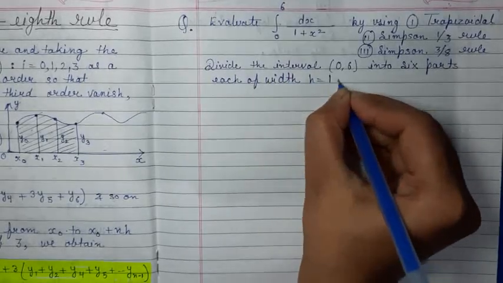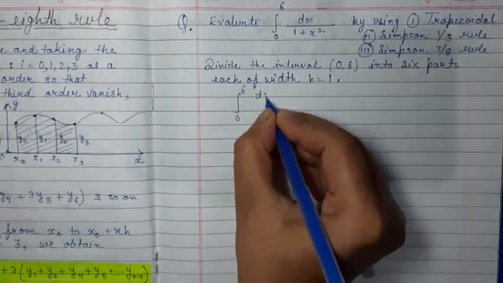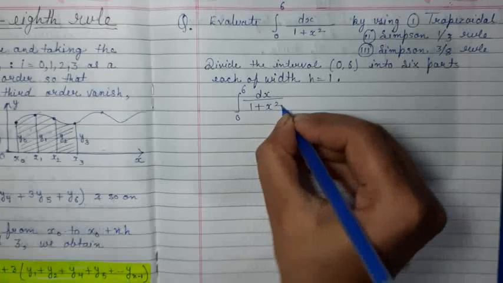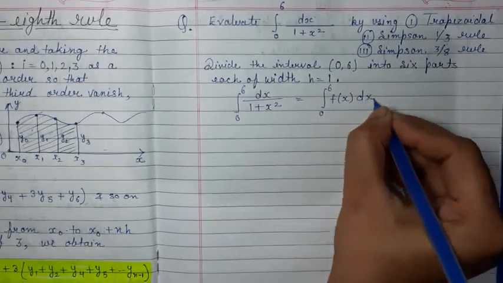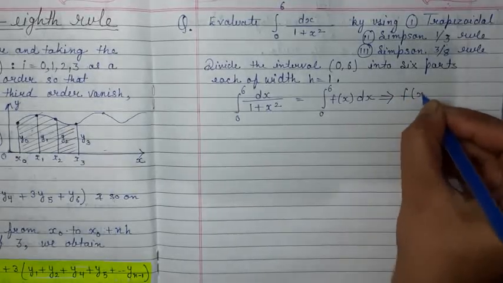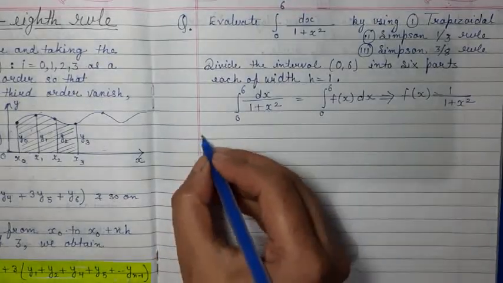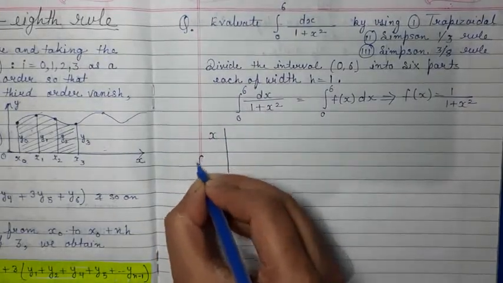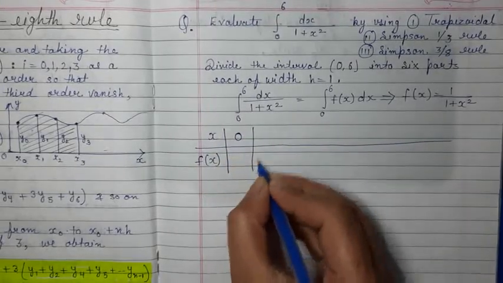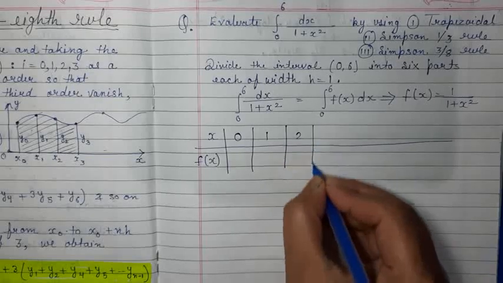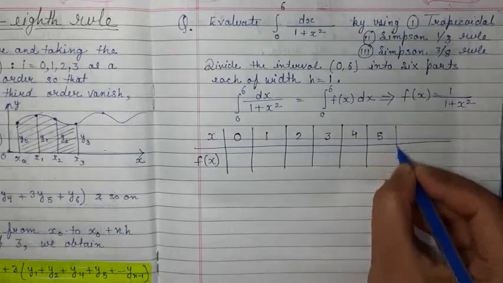Each part has width h equal to 1. The question gives the integral from 0 to 6 of dx by 1 plus x square, which means the integral from 0 to 6 of f(x) dx. So this implies that f(x) is 1 by 1 plus x square. We will first find the values of f(x) at all the points, so first we write x as 0, 1, 2, 3, 4, 5 and 6.